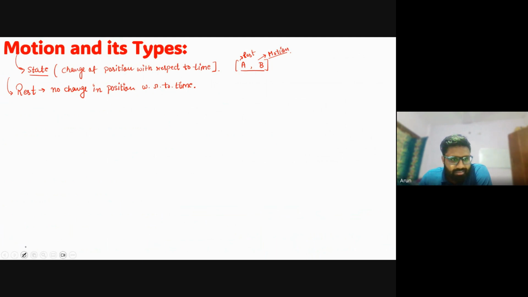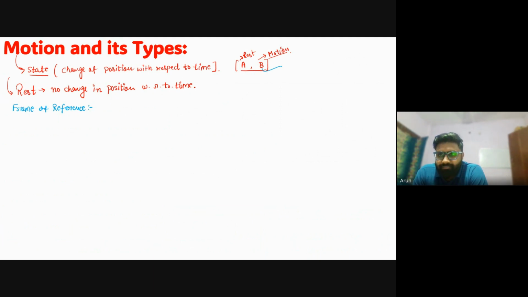Just a second, I'll change the color of the pen. Okay. Very good. The comment box is full of B. So you are right, absolutely, because that car is changing its position with respect to time. So you can say that that particular car is in motion. You're absolutely correct.